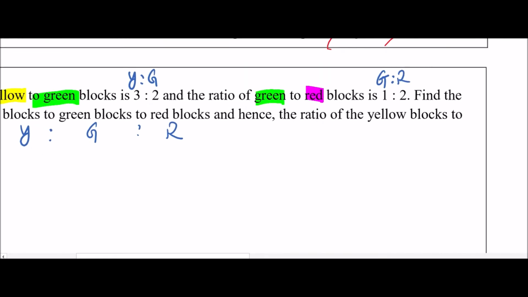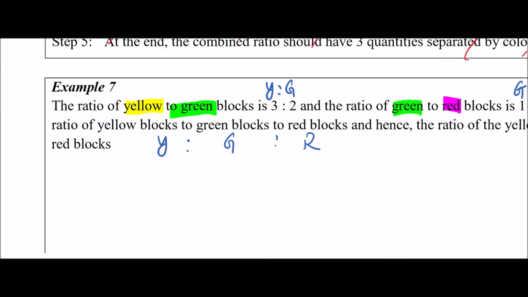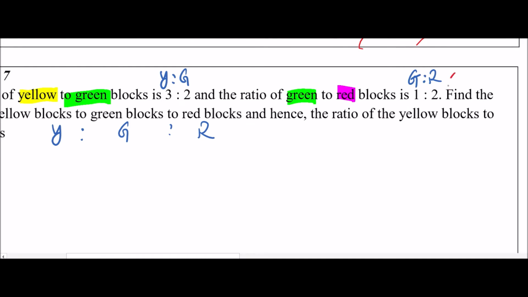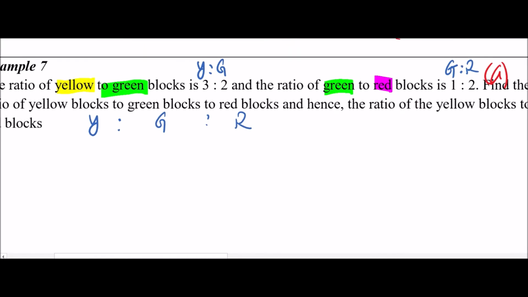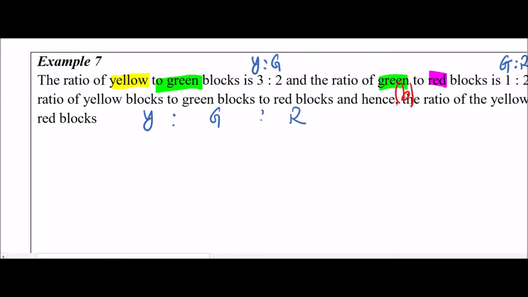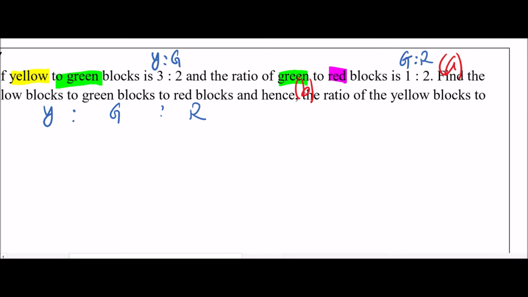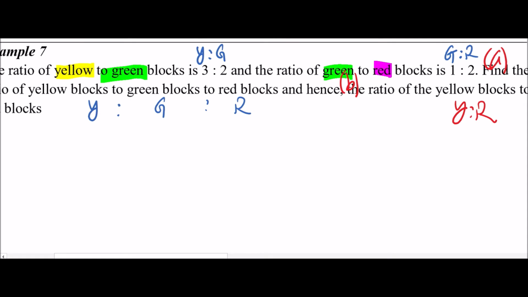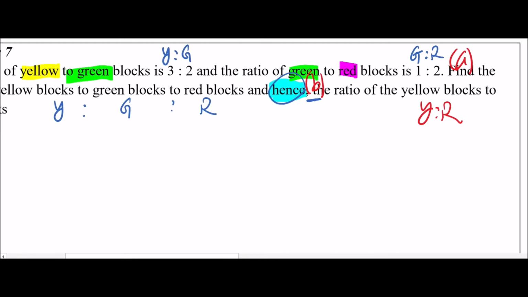Of course, there's a part 2 here, so when you read the question, please be careful. There is a part A: find the ratio of y is to g is to r, and hence part B, the ratio of yellow to red. Here in part B we are tasked to find yellow is to red. Before I proceed, please take note of the word hence. When you see this word, please highlight or circle it. Hence tells you that in order to do part B, I must use information from part A.